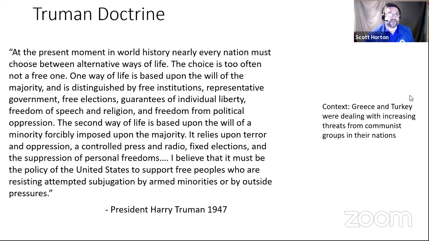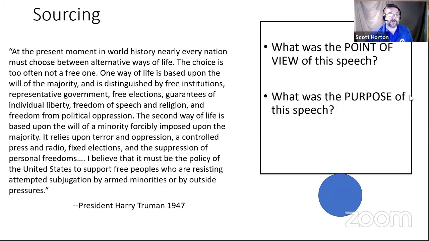The context of this is President Truman is concerned about Greece and Turkey are having trouble. They have communist insurgencies in their country, or it's at least viewed that way. And there's some concern about that. So the question I'm going to ask you to think about is two things. What's the point of view of the speech? What was the purpose of the speech? We'll start the timer.